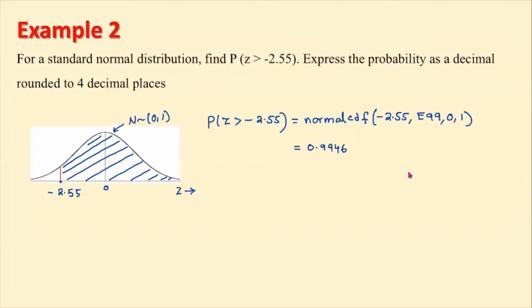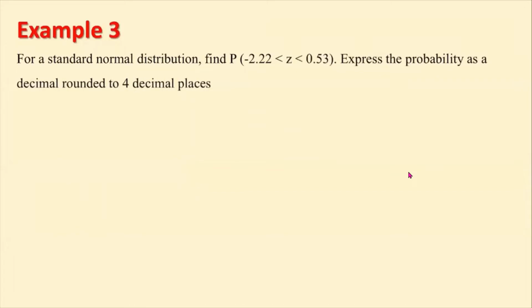Okay, let's move on to the third example. Here is the third example. Here also we are going to calculate the probability again. For the standard normal distribution, find the probability that this z is between negative 2.22 and 0.53. We are asked to write the answer up to 4 decimal places. Again, we start by drawing the normal distribution. So let's draw that first.